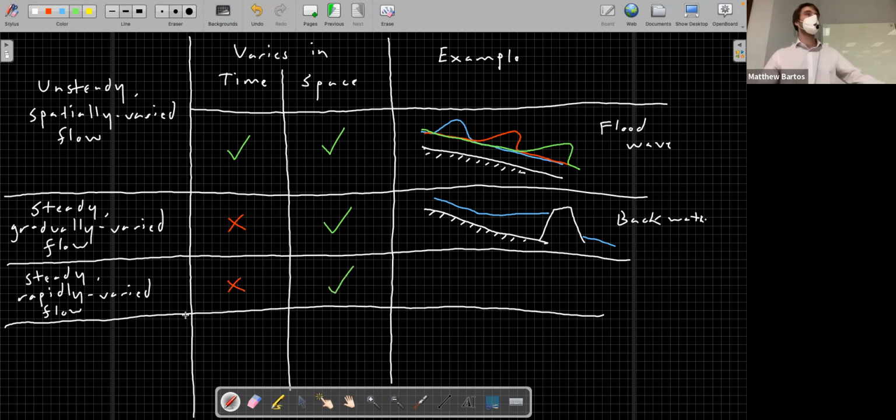Can anyone think of an example of rapidly varied flow? Hydraulic jump. Right, that is the canonical example. We have water coming in at a lower surface elevation. Something happens and it jumps up immediately to a higher elevation. Here's the water surface. I'll just note that this is a hydraulic jump.